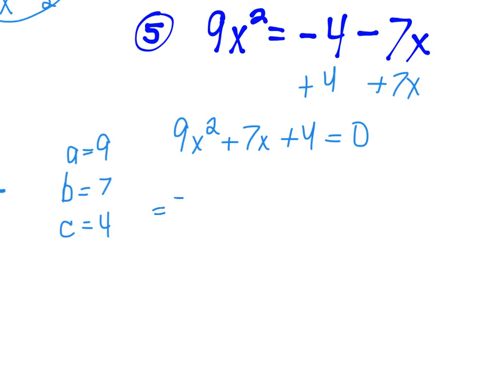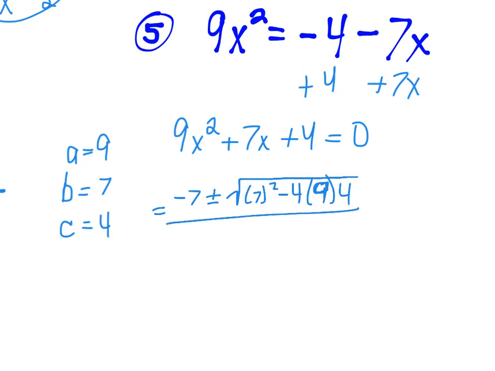So I'm going to fill in, I need negative 7 plus or minus the square root. What is b? 7. Okay, 7 squared minus 4 times what's a? 9. And then what's c? That's a 9. All over 2 times what? Good.